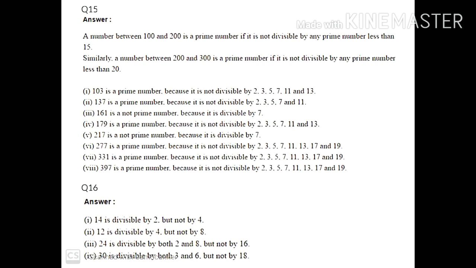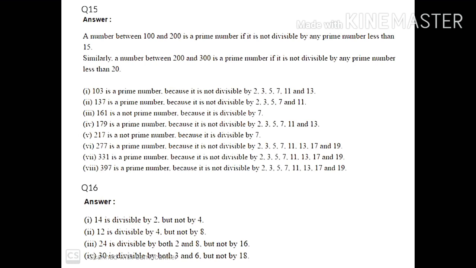By this, we get that 103 is a prime number. We are checking the divisibility till 13. 137 is also a prime number. We are checking it by 2, 3, 5, 7 and 11. 161 is not a prime number because it is divisible by 7. 179 is a prime number because it is not divisible by 2, 3, 5, 7, 11 and 13.